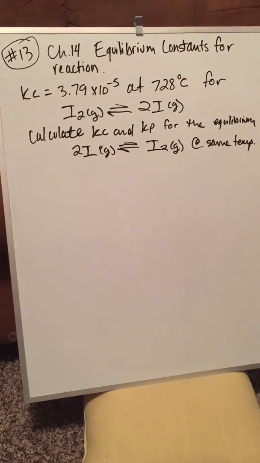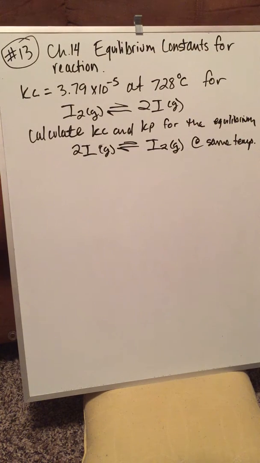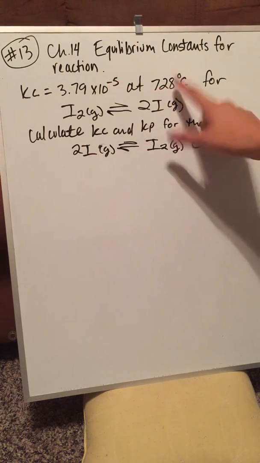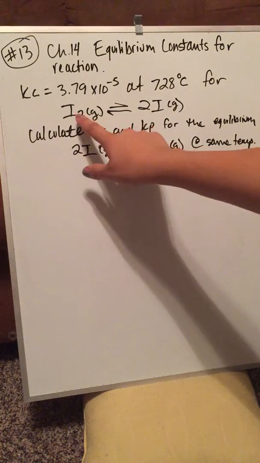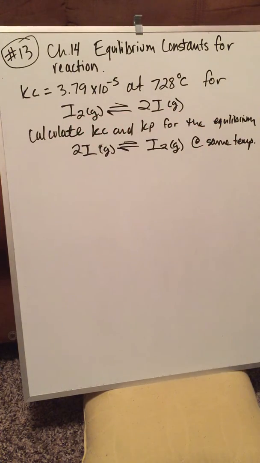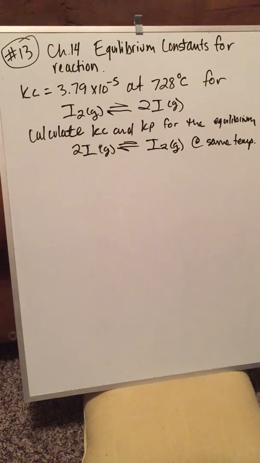Okay, everyone. So this is problem number 13 for our chapter 14 equilibrium, chapter 14 homework on Connect. Equilibrium constants for a reaction. So the equilibrium constant is 3.79 times 10 to the negative 5 at 728 degrees Celsius for this reaction. Calculate the Kc and the Kp for the equilibrium of this reaction at the same temperature.